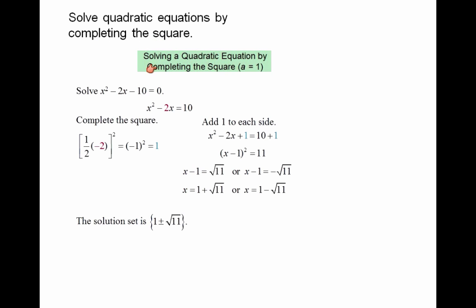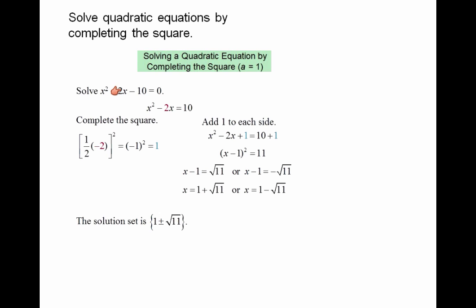Solve quadratic equations by completing the square. Solving a quadratic equation by completing the square, where a is equal to 1, and the coefficient of x squared is 1. Here we have x squared minus 2x minus 10 is equal to 0. First, we need to complete the square.